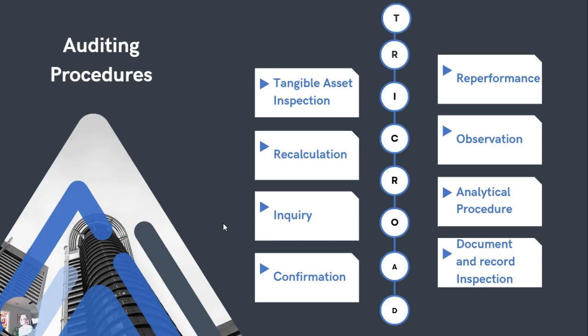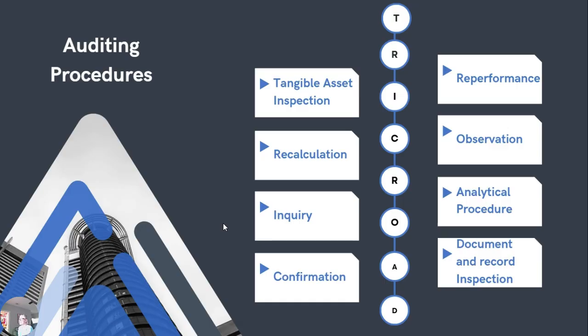That's confirmation. Reperformance is a test of control that we will use to redo the control to make sure that we're coming up to the same thing. So maybe we want to look at the three-way match between an invoice, a purchase order, and a receiving report that shows what we ordered is what we got is what we paid for. So looking at those 3 pieces of information again, to make sure that you're coming up to the same thing that the client came up to.